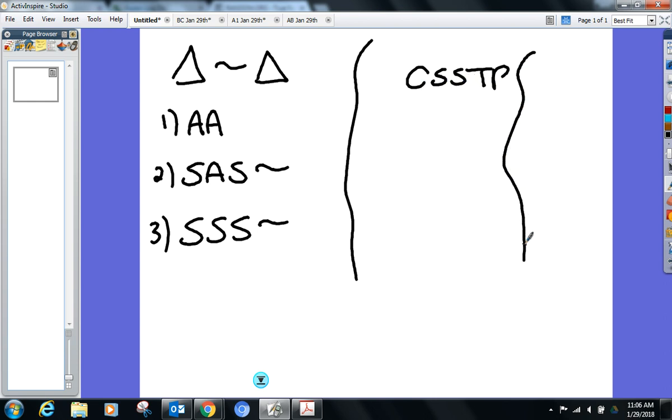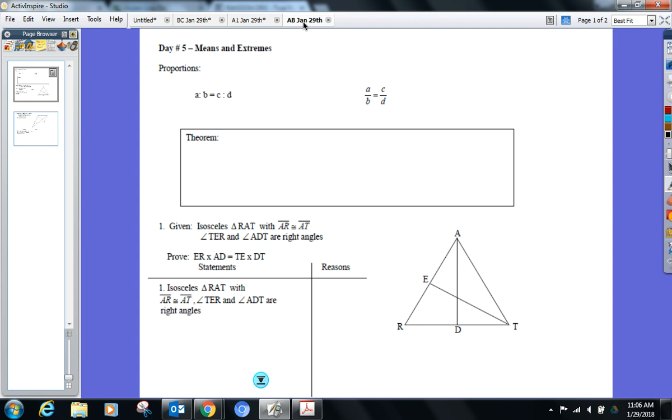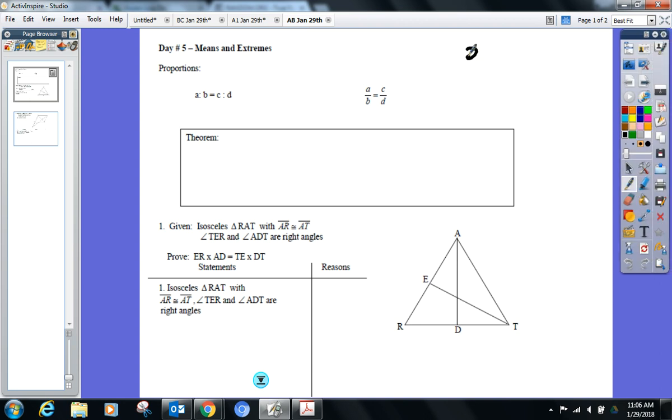Today, we go one more step in these proofs. So yes, you are going to prove them similar by angle, angle. Tell me the sides are in proportion by CSSTP. One extra step after this, and that is it. Okay? Ready to get this train rolling? Okay. And again, you don't need to copy this down.